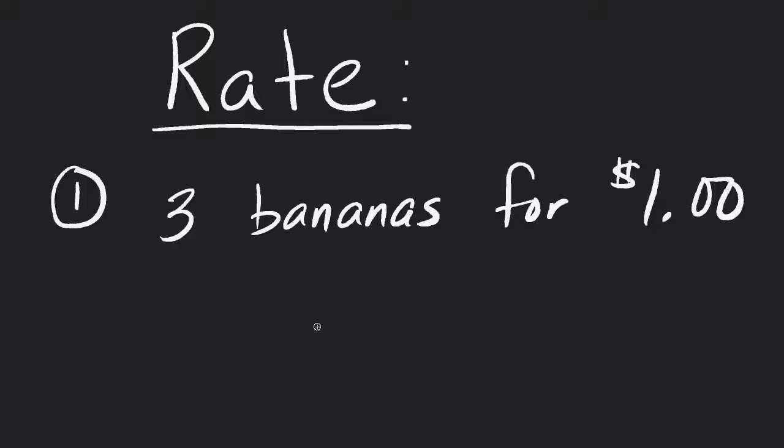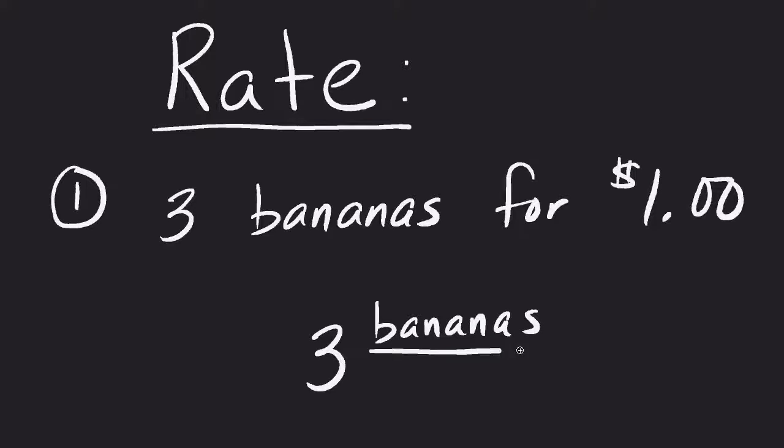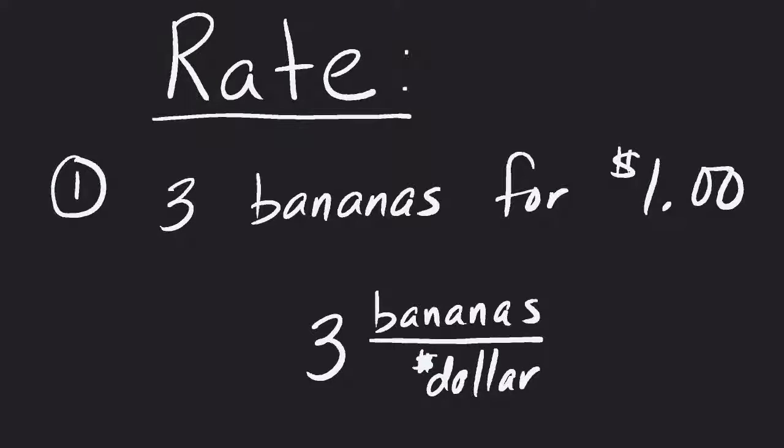So it's kind of an odd looking one, but it would be something like this cost 3 bananas for $1. Right? So we would write dollar here, or we could go ahead and write the word. We just write dollar. Okay, so this is 3 bananas per dollar. Now that's sort of a basic one.